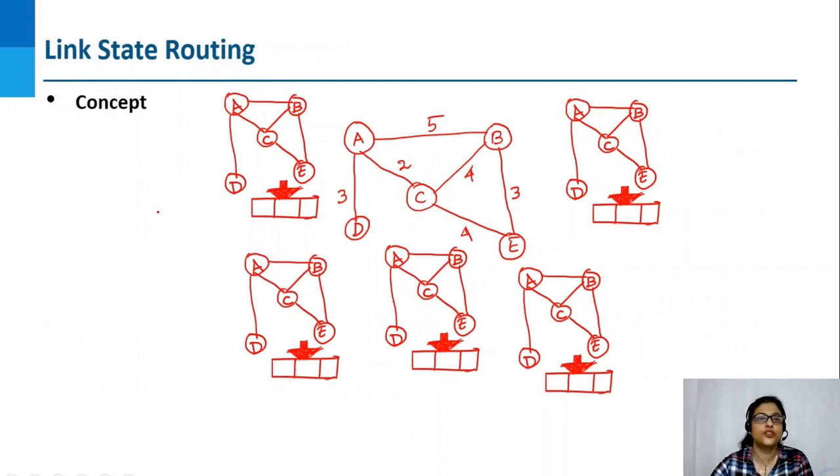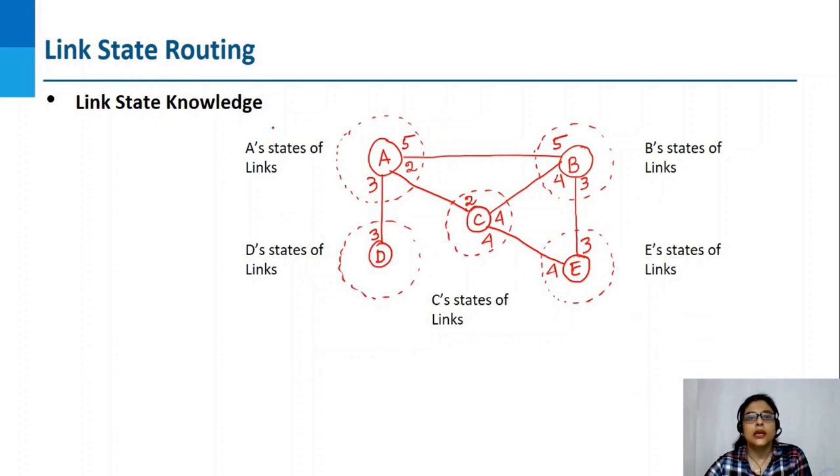Let us now turn our attention to link state routing. Link state routing is a little bit different from distance vector routing, in the sense that as per the previous topology, all the nodes initially should have the same topology with them. After a certain interval of time, they should update their information. So let us look at how they are updating. Actually, all the nodes should have their state of knowledge.